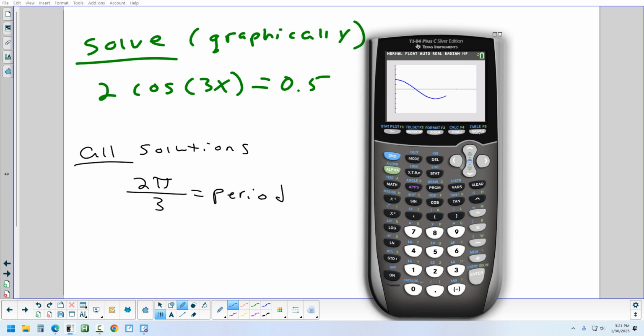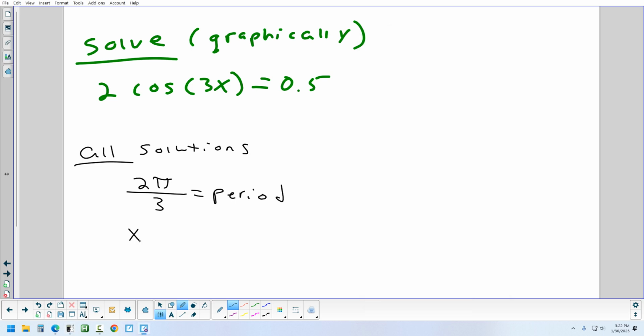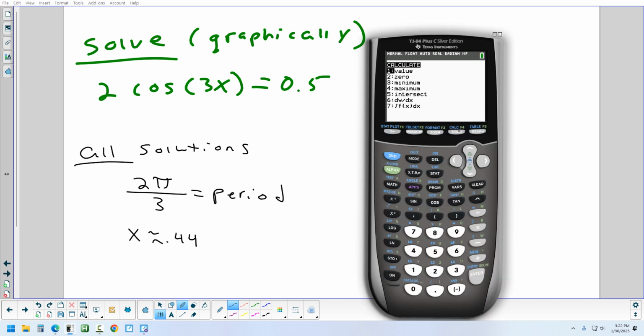And we're going to get our 2 lines. One will be blue, the other will be red. And what are we looking for? Yeah. Where it intersects. So let's do second calc intersect. Move our cursor up here. And one answer we get is 0.44 radians. And the other answer, second calc intersect again. Okay, just move your cursor a little bit closer. 1.66.